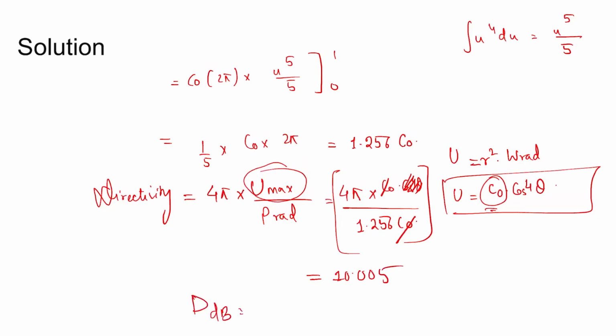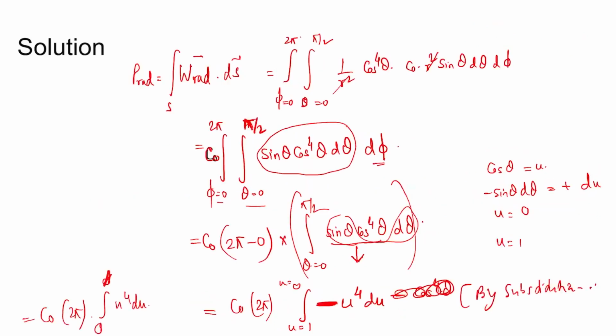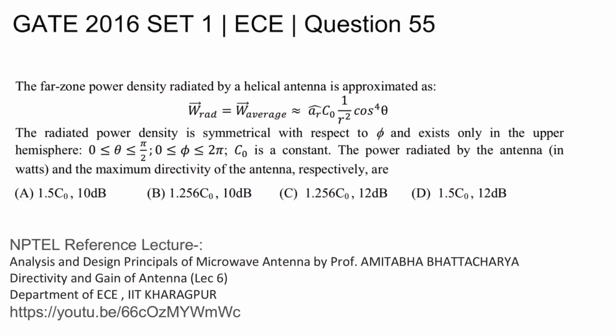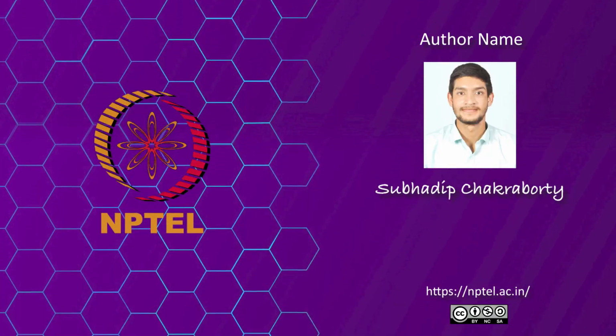This is nearly 10.005. So D in dB is 10 log base 10 of 10.005, which is approximately 10. So the answer is 10 dB and 1.256 C0. So B is the correct option.